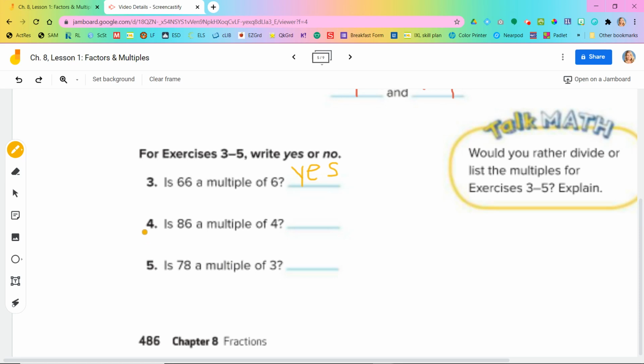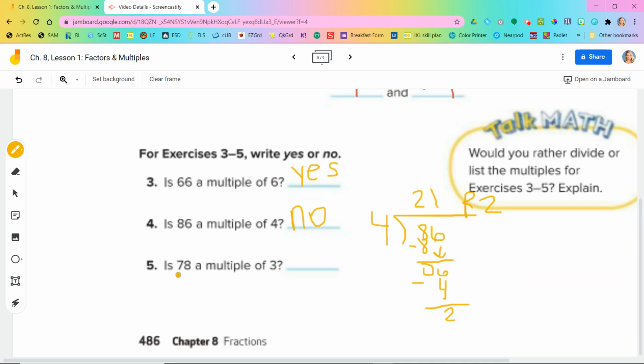On the next one, is 86 a multiple of 4? Again, the only way that I can know with 2-digit numbers in 4 is by looking at this division bracket. 4 times 2 is 8. All right, now that I get 0 and I'm dropping down the 6, I see I'm going to wind up getting a remainder. So guess what? That is not a multiple of 4.